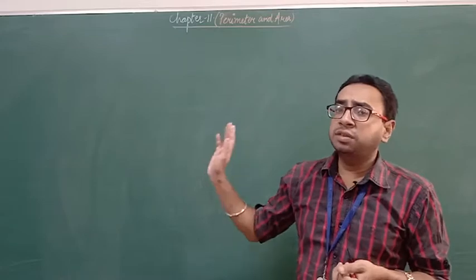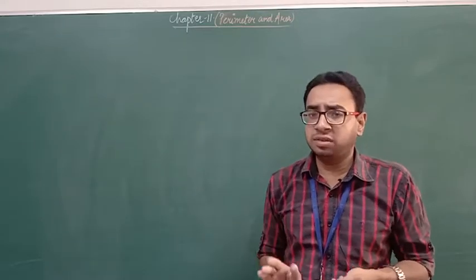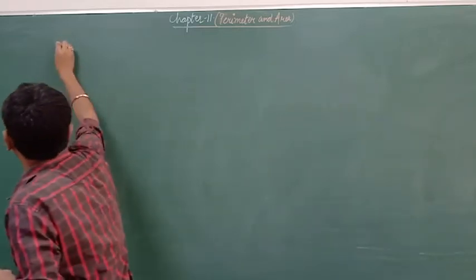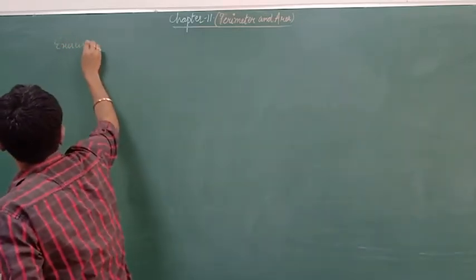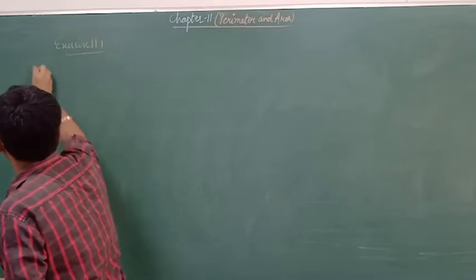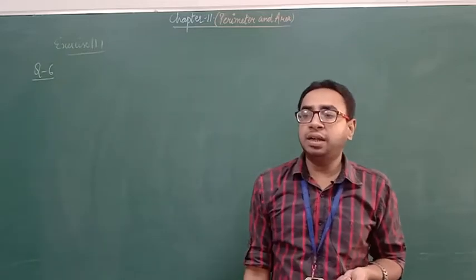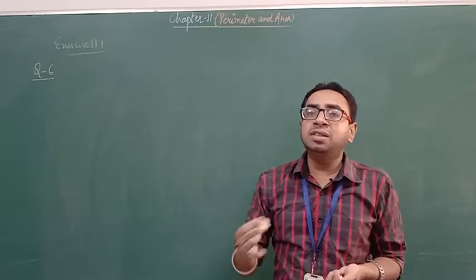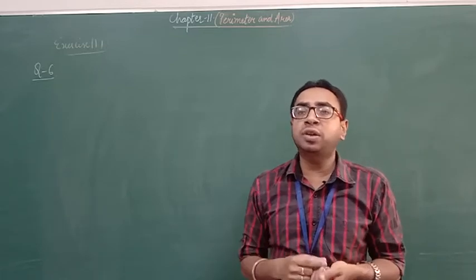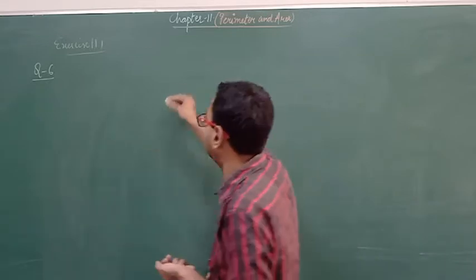Yesterday we did exercise 11.1 and we were left with question number 6 and 8 of the exercise. Let's continue. Question number 6 of exercise 11.1. Let's see the question. The question states that a wire is in the shape of a rectangle whose length is 40 centimeter and breadth is 22 centimeter. Let's draw the figure to understand.